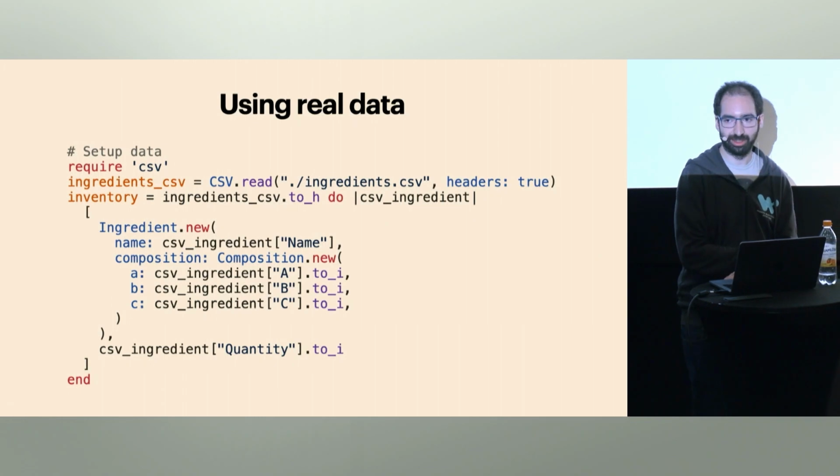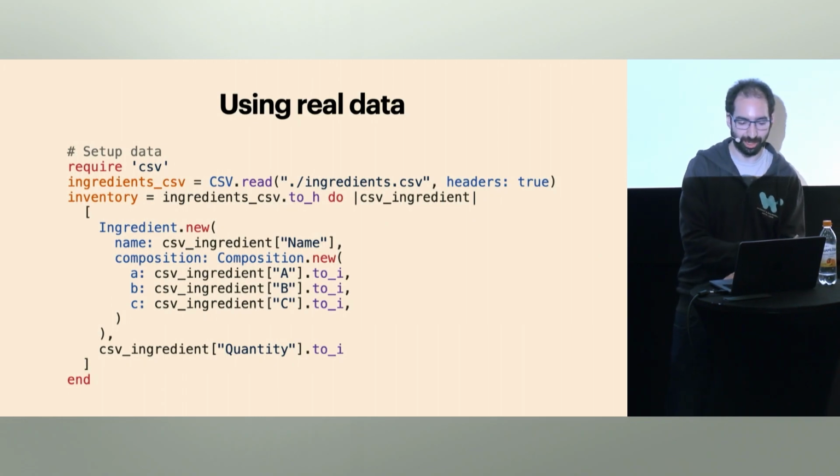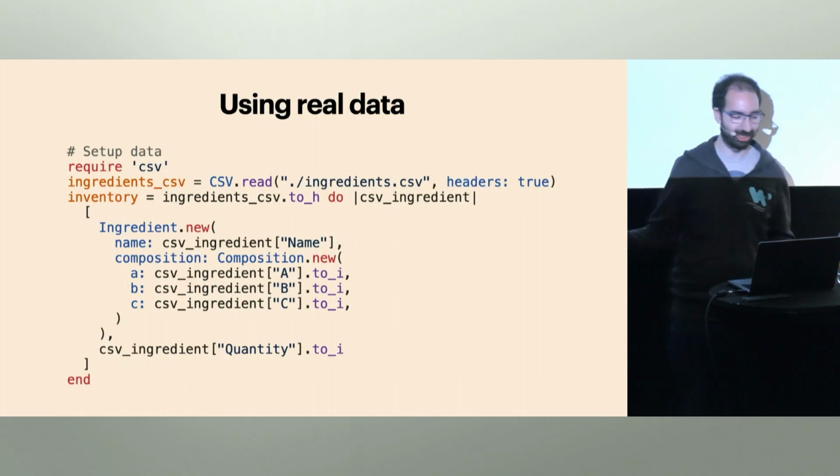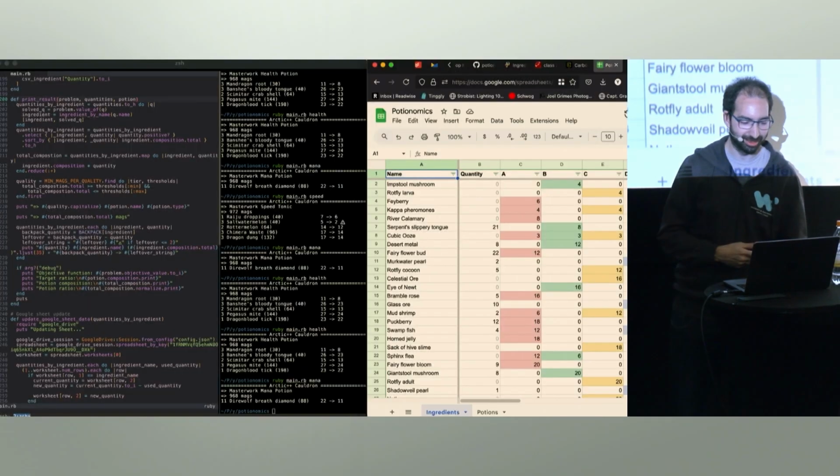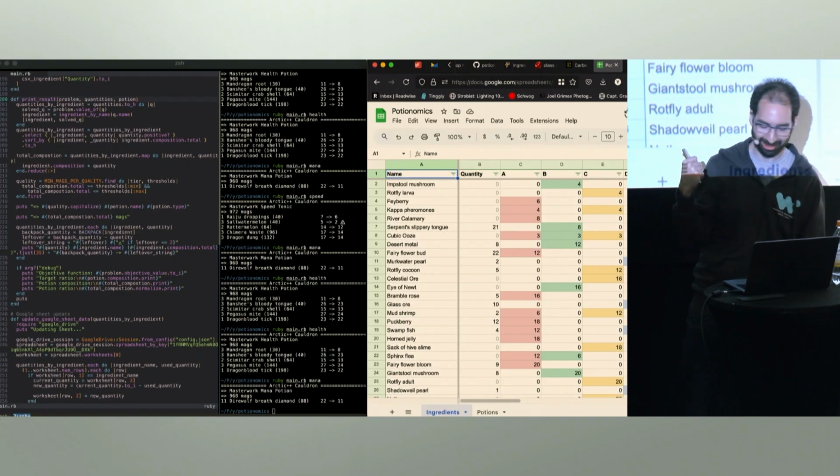So then I started using real data. I put all of the ingredients in a big Google Sheet and exported it into a CSV. This is what my workstation looked like when I was playing the game.